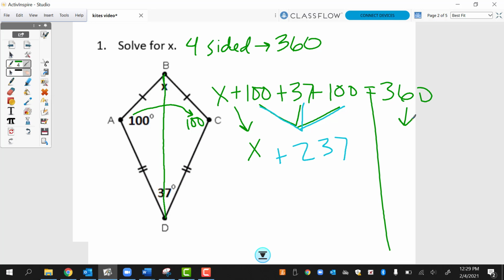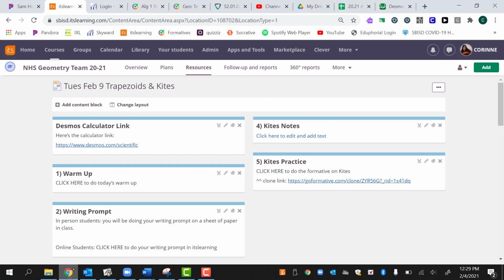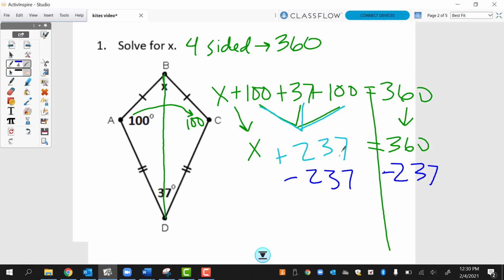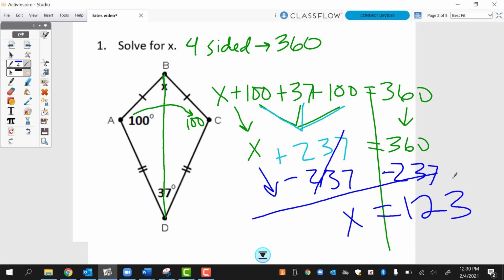And I'm dropping 360 down. Okay. So I'm solving, what's the next step to solve? I got to move 237 to the other side. So minus 237, minus 237. And we got to type that in. Where's my calculator? 360 minus 237 is 123. So this cancels out. X drops down, 123, and that is the value of X, okay?